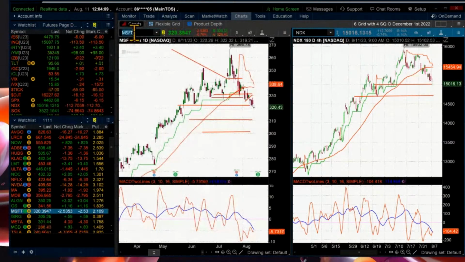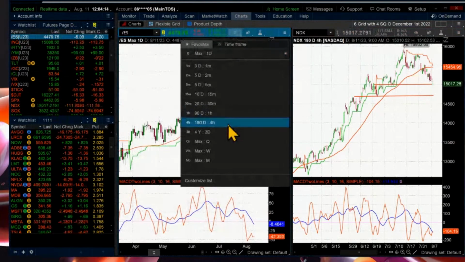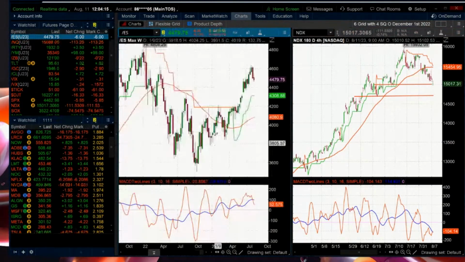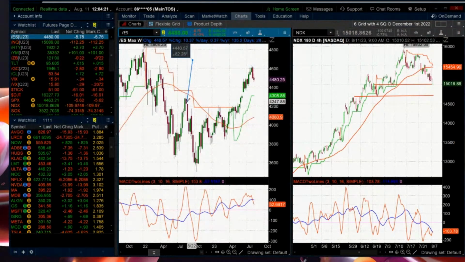So long term, because I'm supposed to do market outlook, long term, weekly chart. This is the first time we've had that kind of reversal since here. That was last year. We get a nice reversal candle.